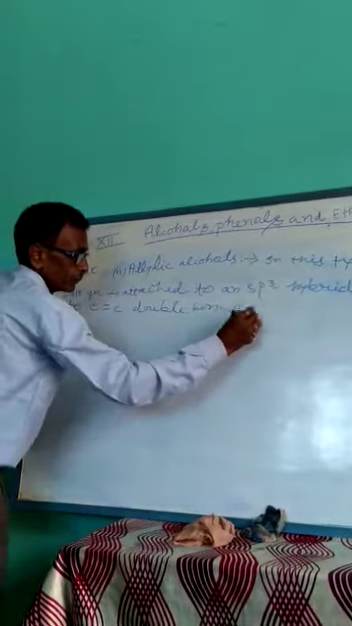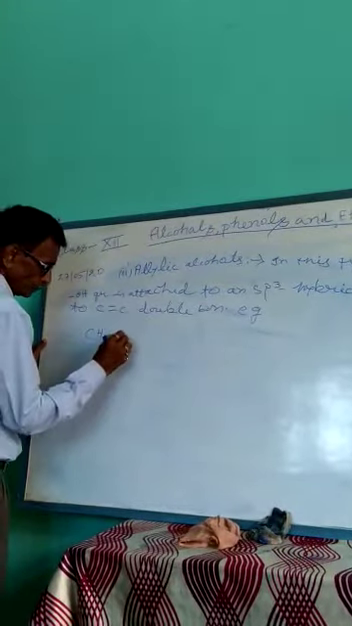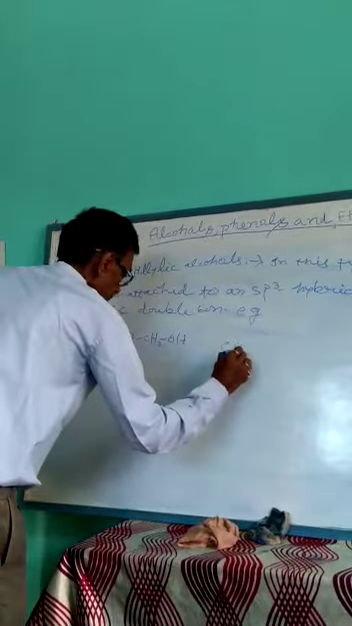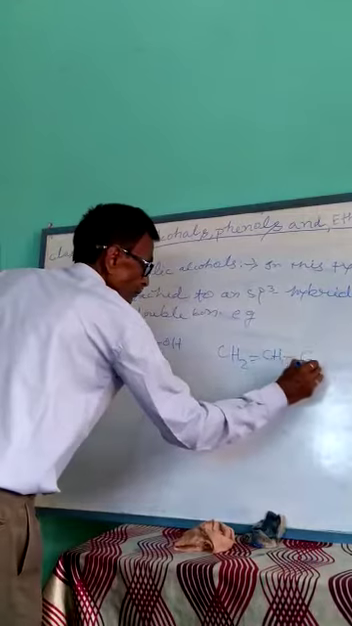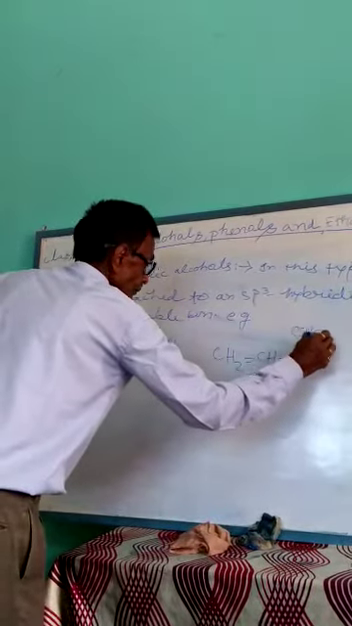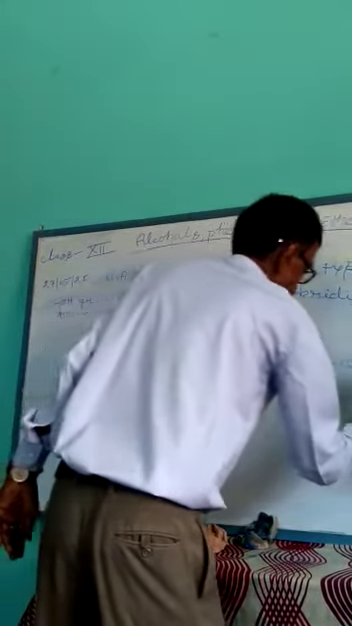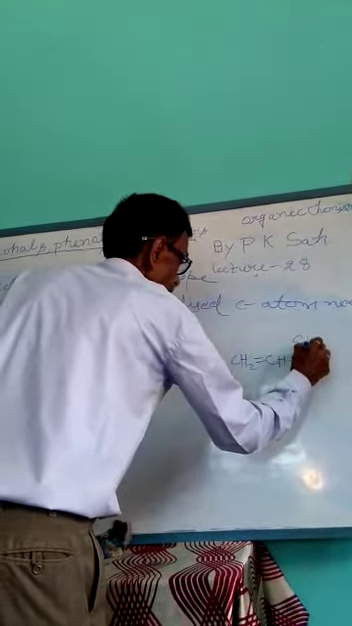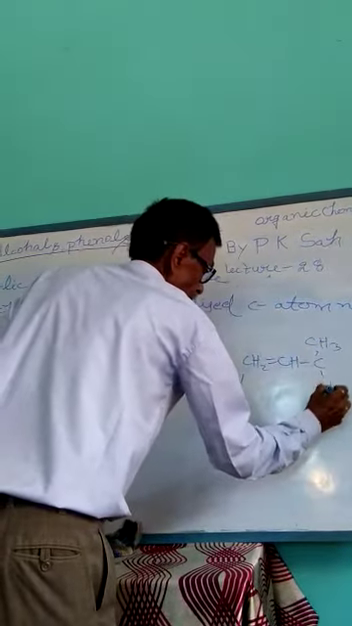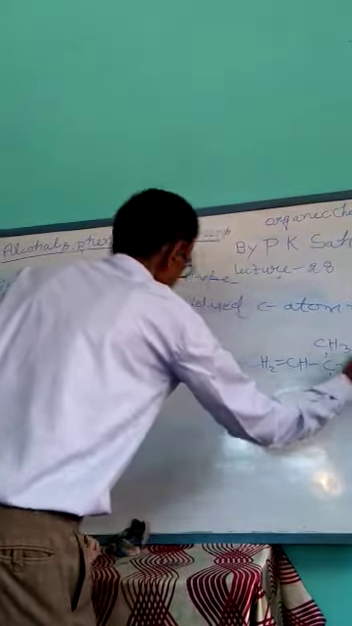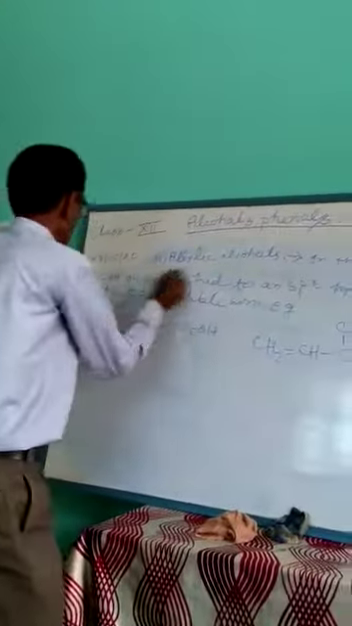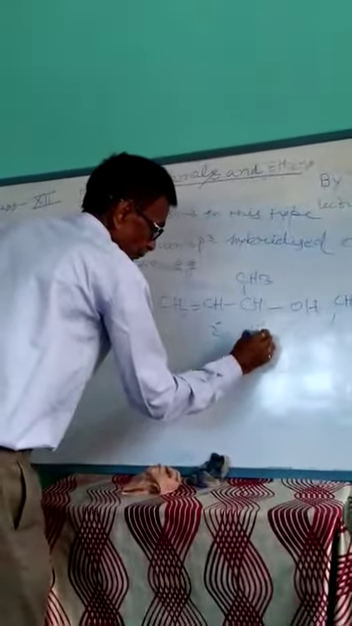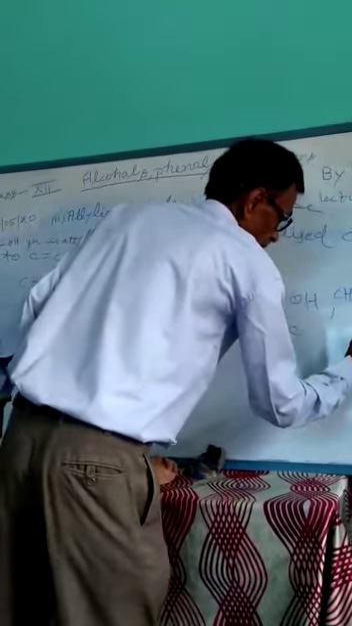As for example, this is primary allylic, secondary allylic, and this is tertiary allylic.